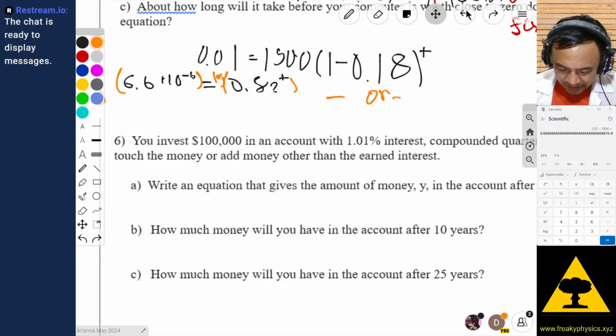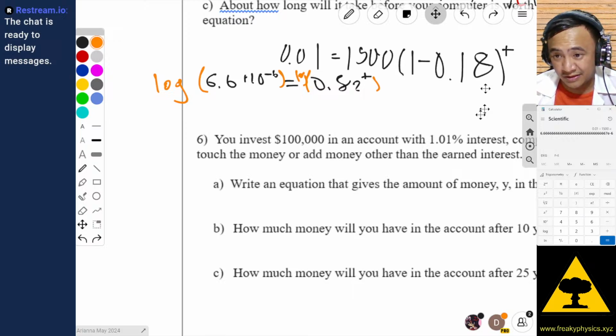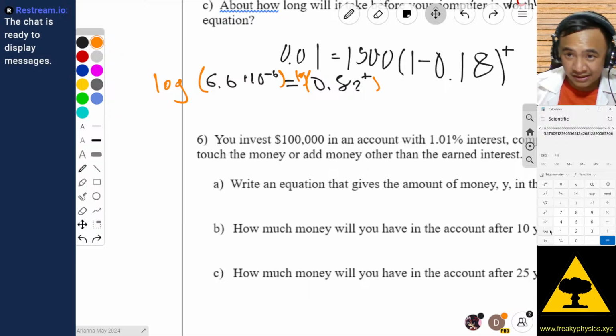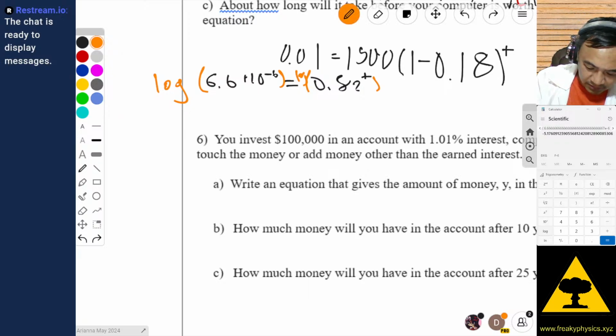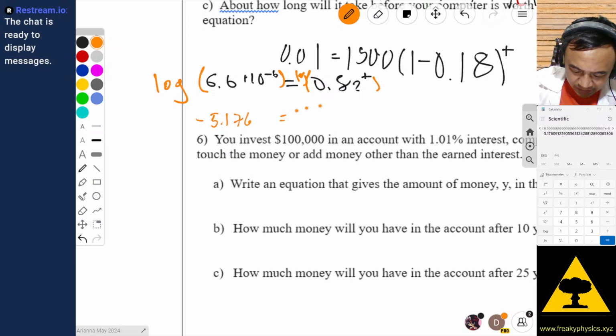Let me zoom in so we have some room to work with. The idea now is once you set this up, the logarithm of 6.6 times 10 to the minus 6, you can calculate that straight away, right? On the calculator, that's going to give me negative 5.176.